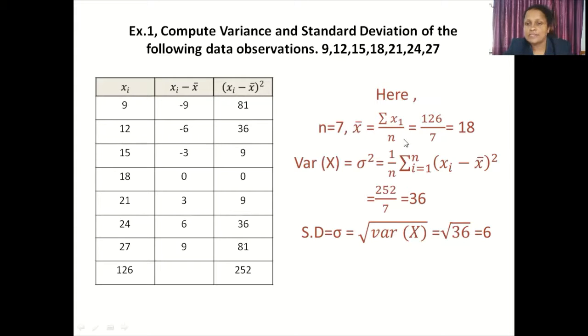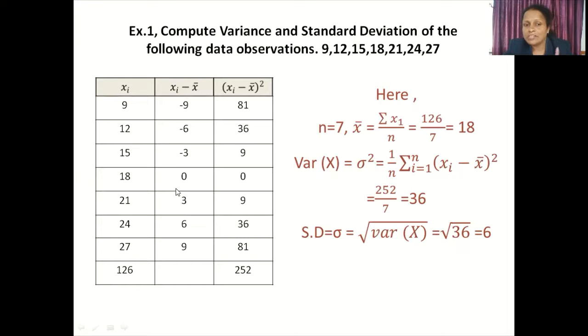So this arithmetic mean is equal to 126 upon 7, that is 18. And here we use this arithmetic mean 18 to find this difference xi minus x bar. So the first difference becomes 9 minus 18, minus 9, 12 minus 18, minus 6, 15 minus 18, it is minus 3, 18 minus 18, 0, 21 minus 18, plus 3, 24 minus 18, plus 6, and 27 minus 18, it is plus 9.